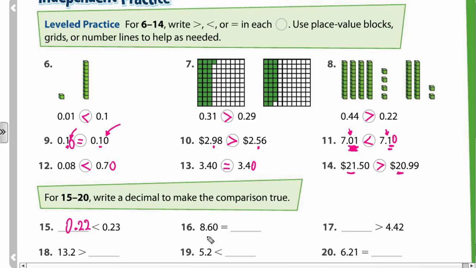In question number 16, 8.66, they want it to be equal. So you just do 8.6 because if you do 8.6, it's going to be equal. Excellent. So, my heroes, we can write 8.6 and we can write the same number again, 8.60. Both are correct. Thank you, my hero.